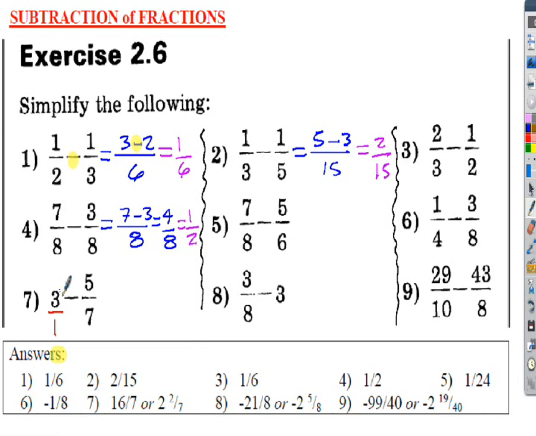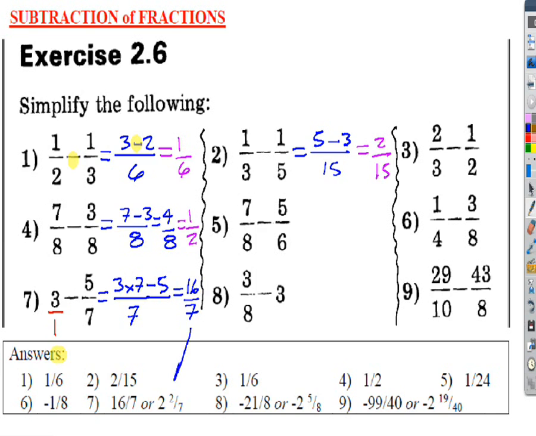Question 7, we've got 3 upon 1, subtract 5 upon 7. So the common denominator here would be 7. How many times does 1 divide into 7? That's 7 times, so that becomes 3 multiplied by 7 on the top line. And we're subtracting from that. How many times does 7 go into 7? That's once, so that's 5 on the top line. So evaluating, that's 21, subtract 5, that gives us 16 upon 7.